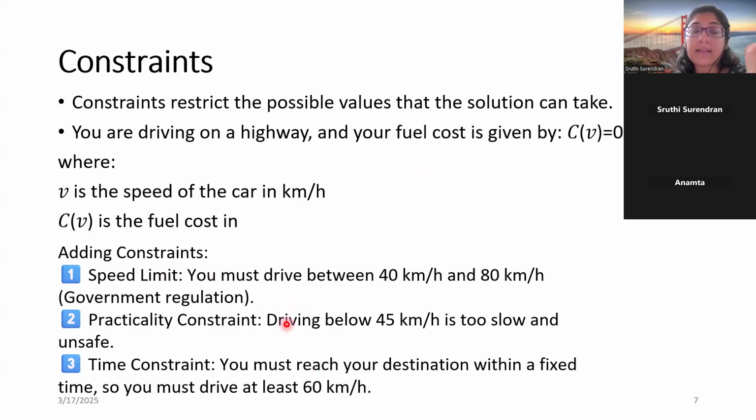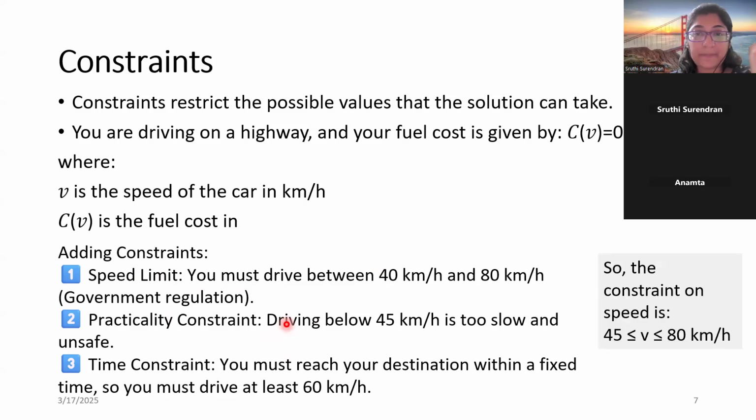So in such a case, what is the limit between which the speed has to stay can be given as the speed has to be greater than or equal to 45, because if you're driving below 45, it is too slow, which is what they're saying as a practicality constraint. So we will restrict the bottom level or the lower limit of the speed as 45, and they're saying that we cannot exceed 80 kilometers per hour.